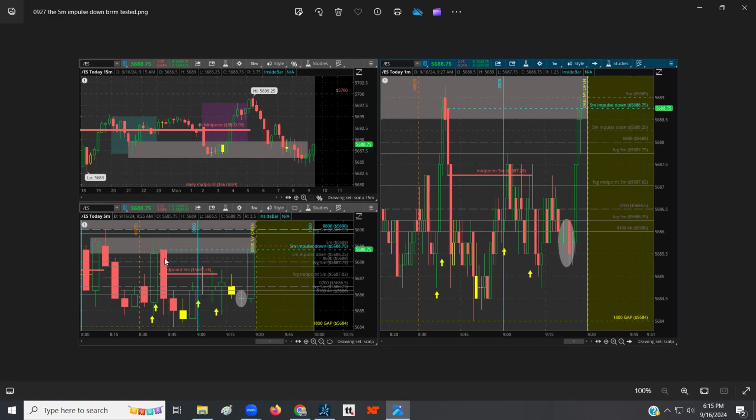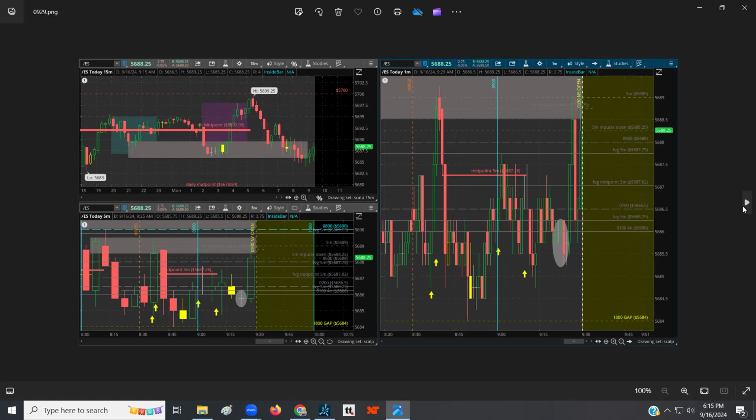And it finally hit that 5-minute impulse move down. So you remember this big red candle here in the 5-minute? That was the impulse move down, and it finally hit it right there. Wow. 9:29, 1 minute before the New York Open. Look at that huge dump again. Again, missed that. I missed several good trades. Wow.